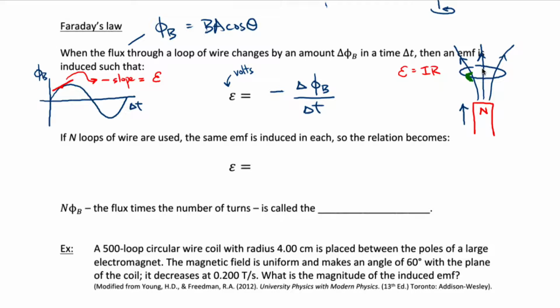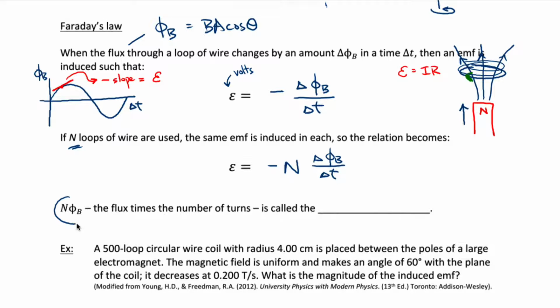Now, if we put not just one loop of wire, but many loops of wire together here into a coil, then if we have N loops of wire, we get the same EMF induced in each, and so this relationship becomes multiplied by capital N. So just multiply this by the number of loops of wire, and you get the EMF that's generated in a coil of multiple loops of wire. And that's because they're connected in series, and we know that if we connect things in series and each one of them generates an EMF, then the total EMF is just the sum of all of those. So we multiply by N, the total number of loops of wire, to get the EMF from all of them.